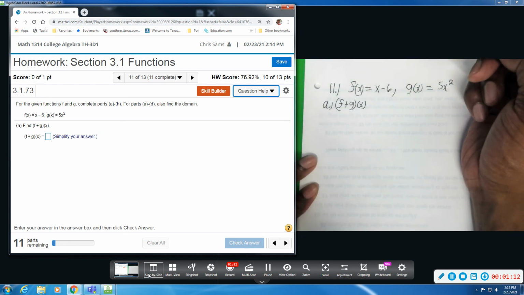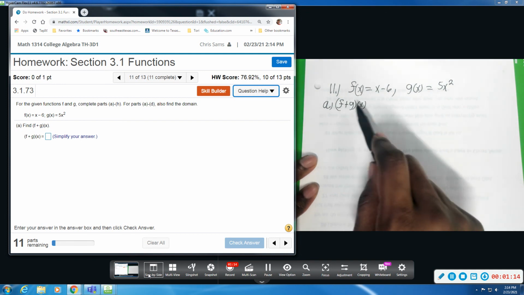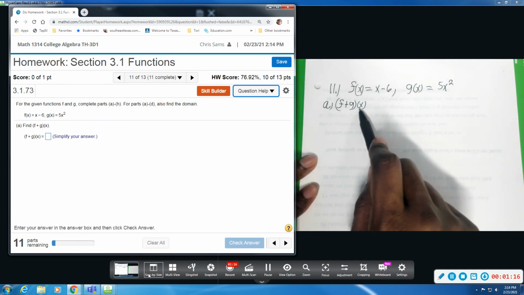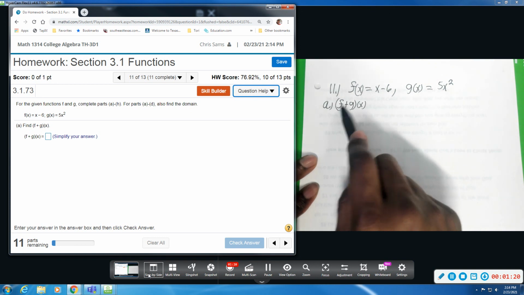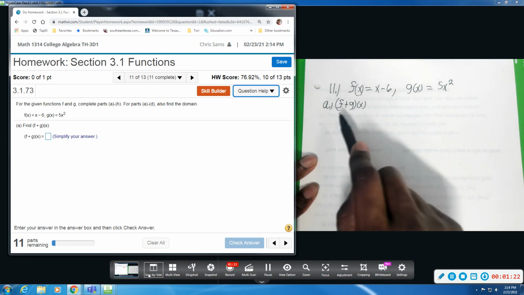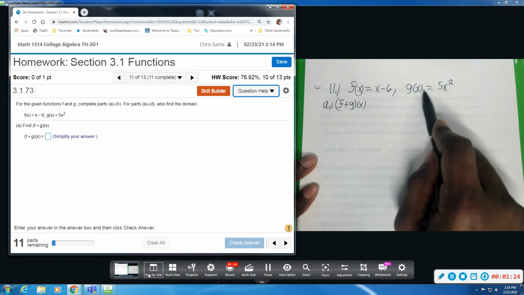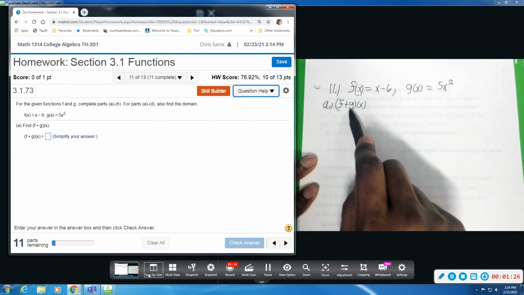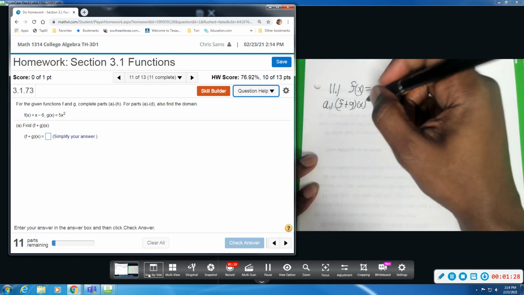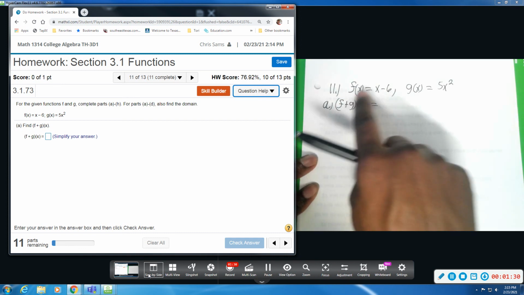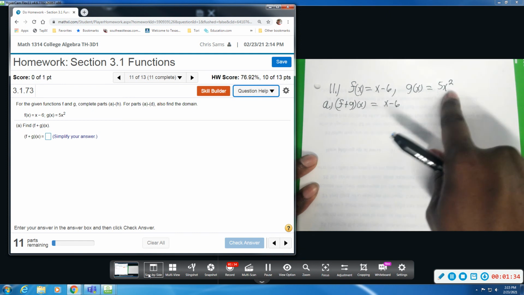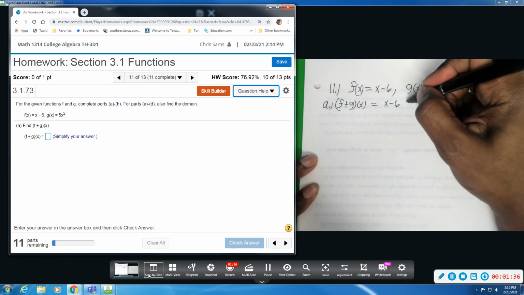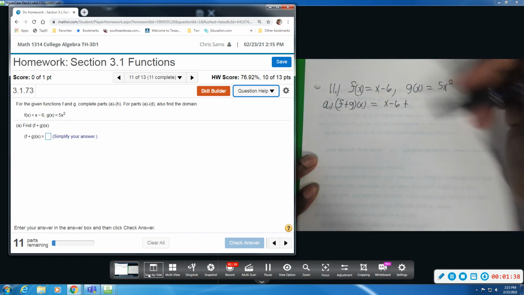So this is not a notation to mean multiply f and g times x or distribute it. This is just saying we want you to take the f of x equation and add it to the g of x equation. So we're just going to be adding these two. That plus sign is telling you what you need to do. So the f equation is x minus 6. The g equation is just 5x squared, so I'm going to add it. You do it in that order, 5x squared.